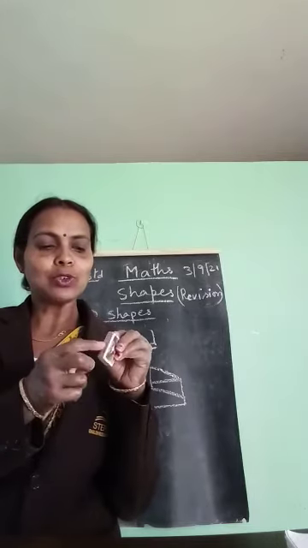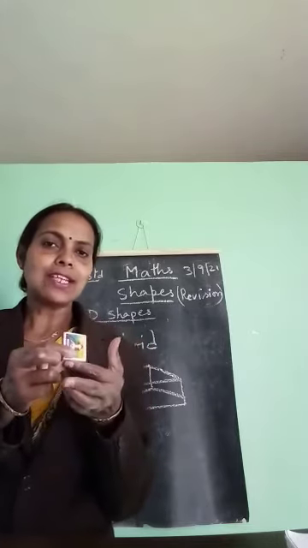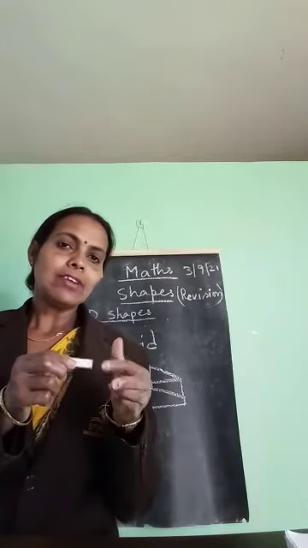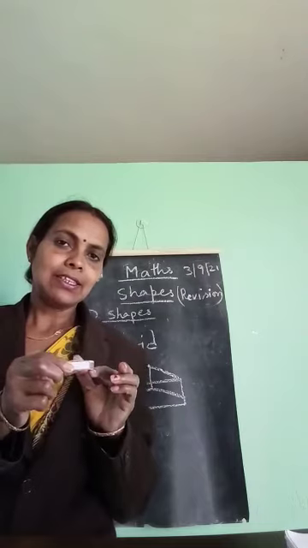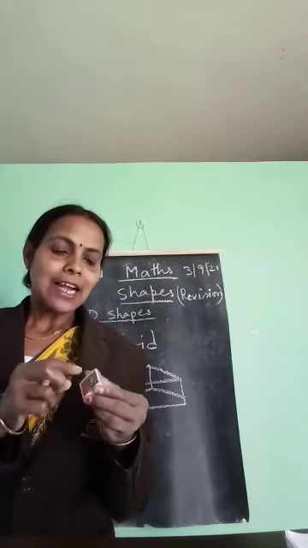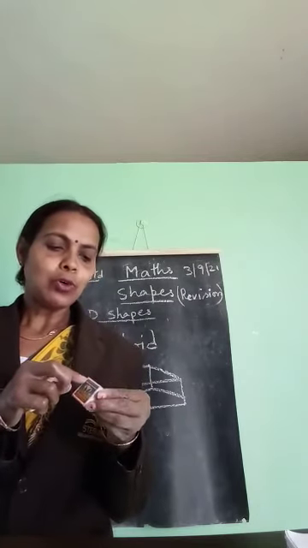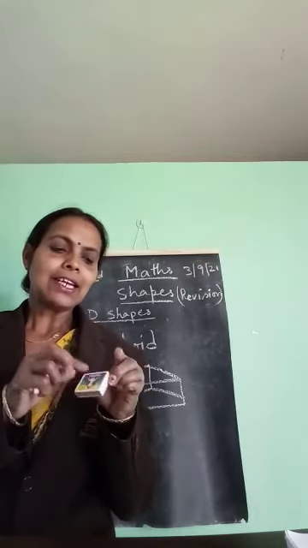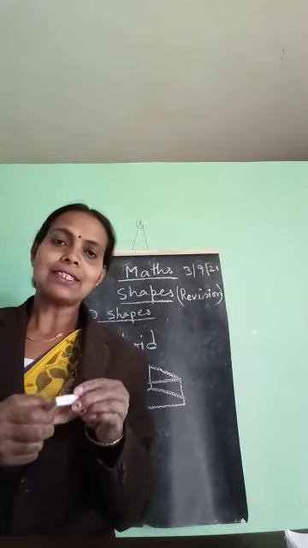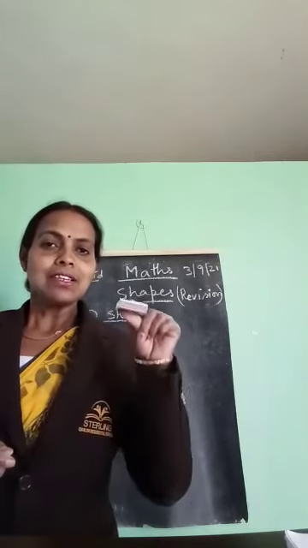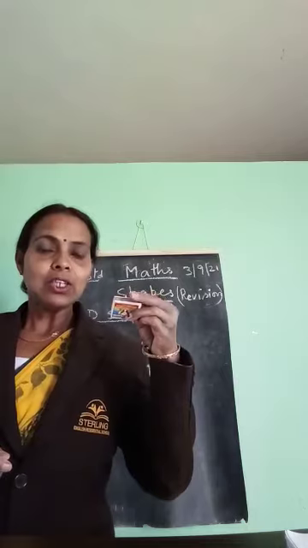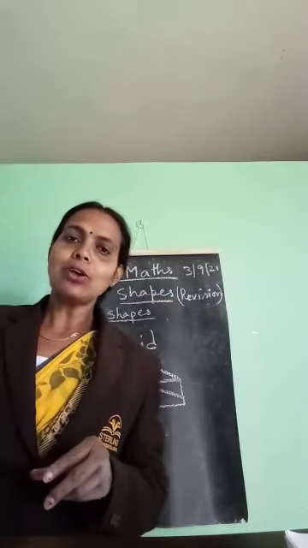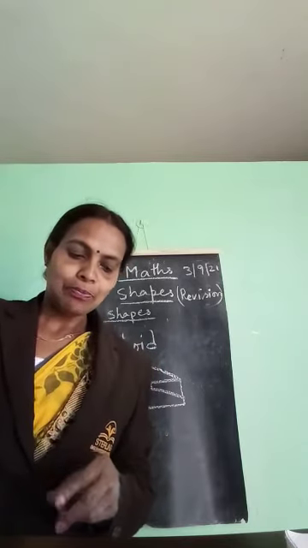6 faces are there. 1, 2, 3, 4, 5, 6. 8 corners are there. 1, 2, 3, 4, 5, 6, 7, 8. 12 sides are there. So this shape we call it as a cuboid shape. Got it? Your geometry box is also a cuboid shape.